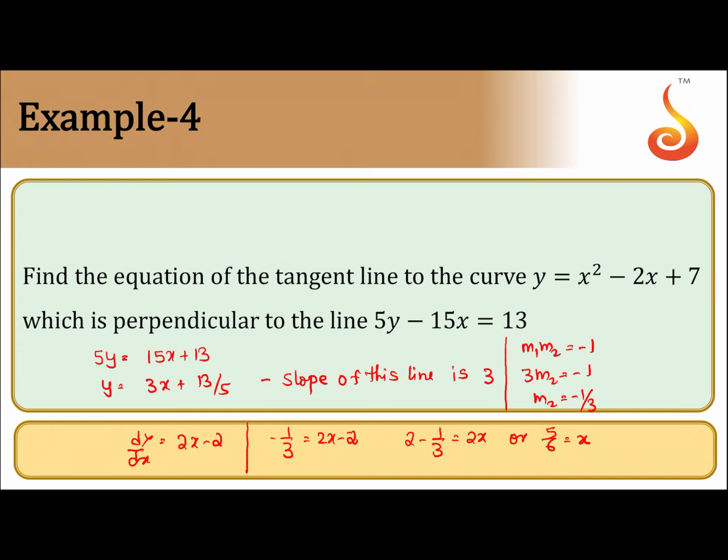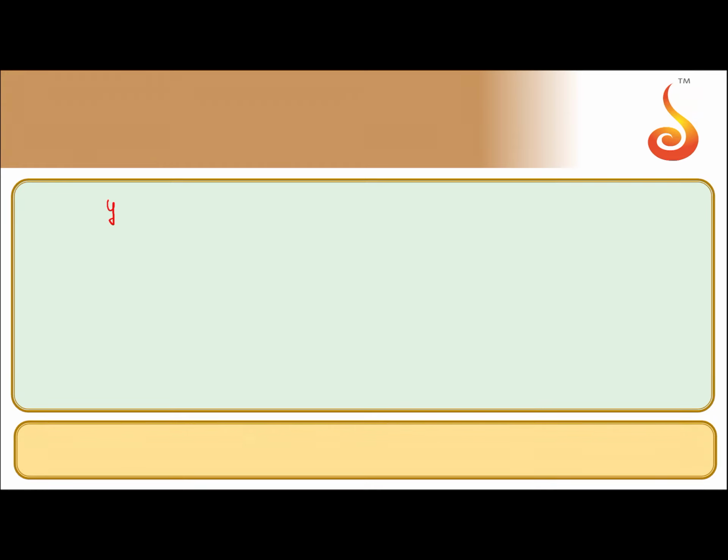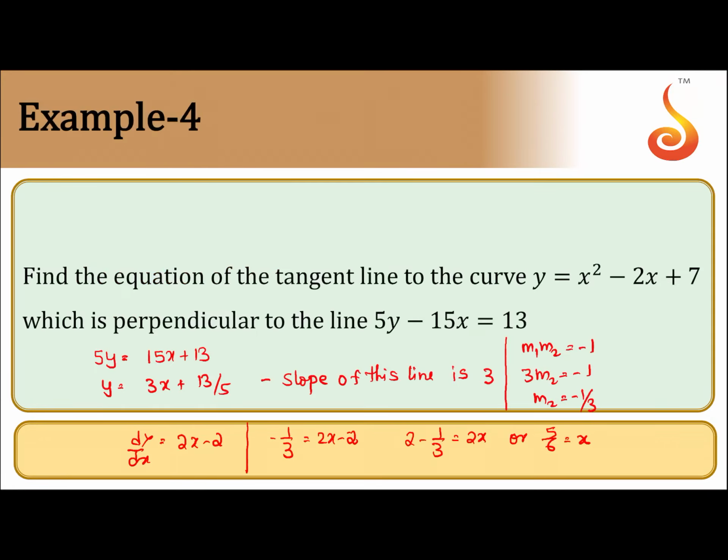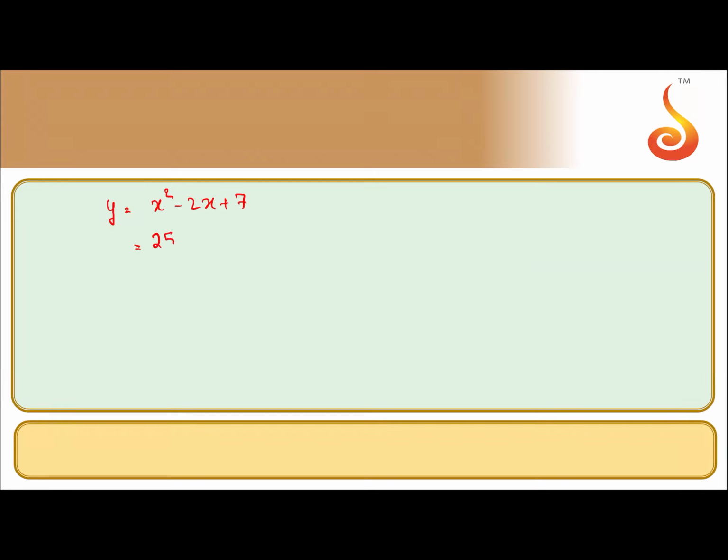Similarly, we can find the y value and then find the equation of the tangent to it. So y is equal to, they gave us, x squared - 2x + 7. So what is the value of x now? x = 5/6, which means 25/36 - 2 times 5/6 + 7. So the best method is 25 - 60 + 36 times 7, if you multiply by 6, all over 36.